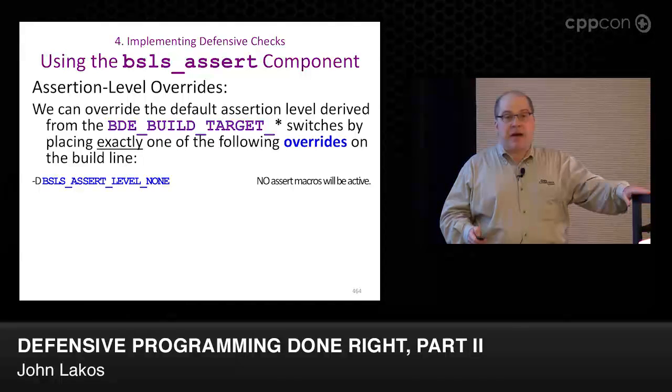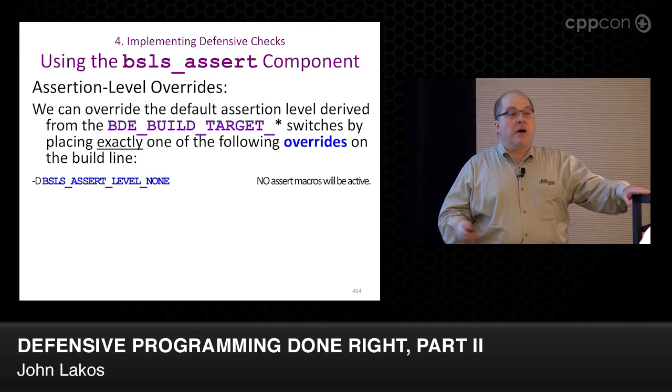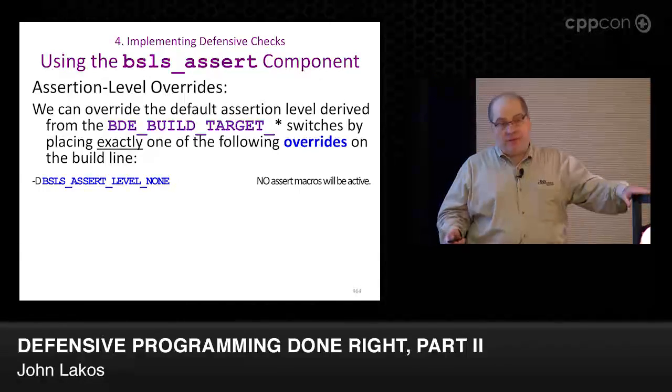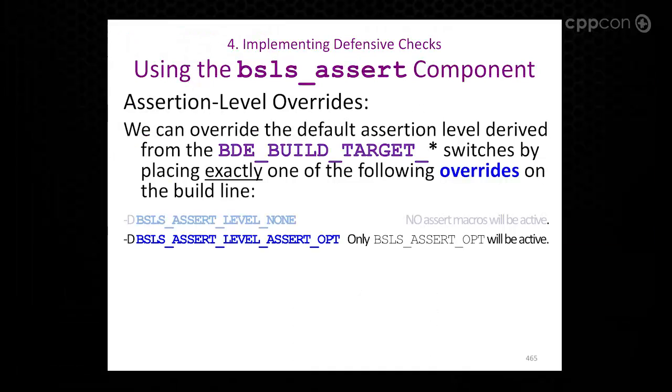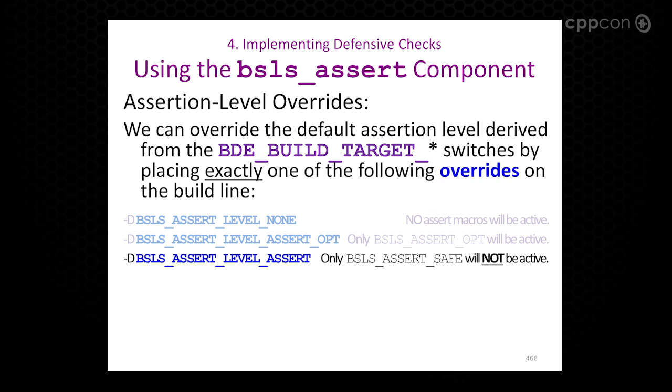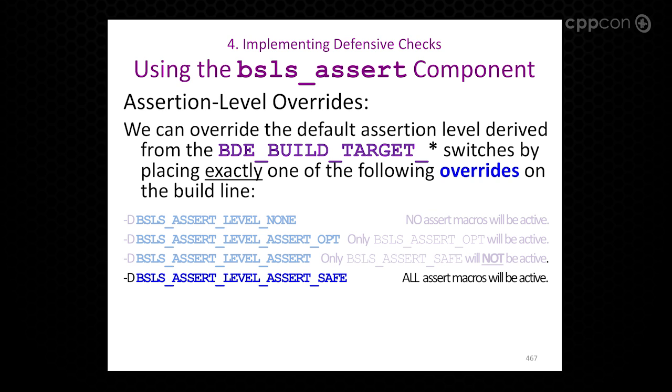It also gives you the power to build in debug mode and turn off all the asserts if you want to. It's up to you. You can do that. You can build an optimized mode and turn off all the asserts. You can set the assertion level to be optimized only regardless of the build mode. You can set the assertion level to be optimized and debug. And you can set the assertion level to be all of them, safe included, regardless of what your build mode is.